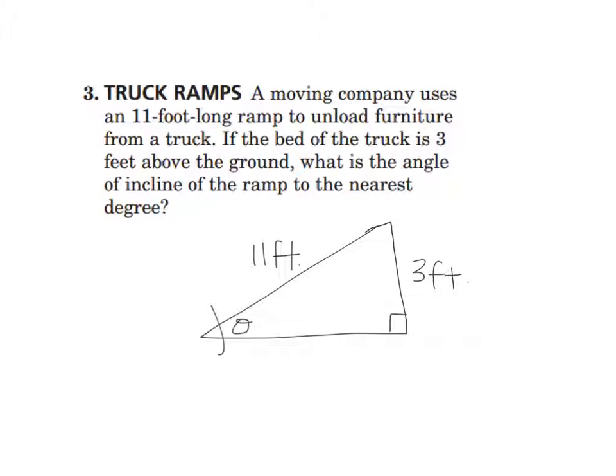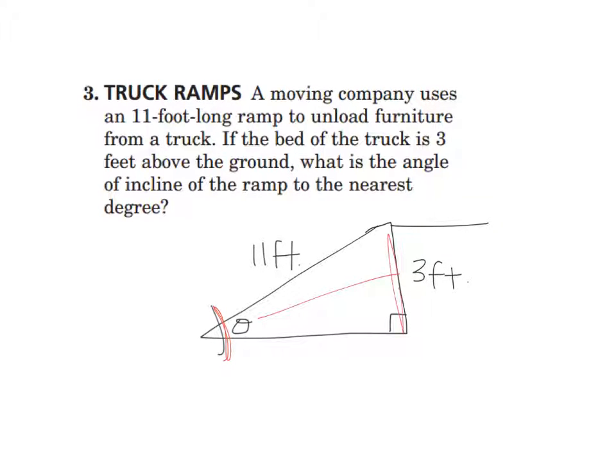Great job! Your picture looks very similar to mine. So here we have the 11-foot ramp and it's 3 feet above the ground, so you can imagine that the truck would be still going that way. So we need to figure out the angle of incline, which means looking upward. So we need to figure out this missing angle, again we'll call theta with that symbol.